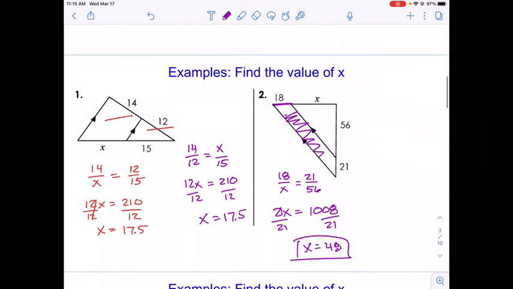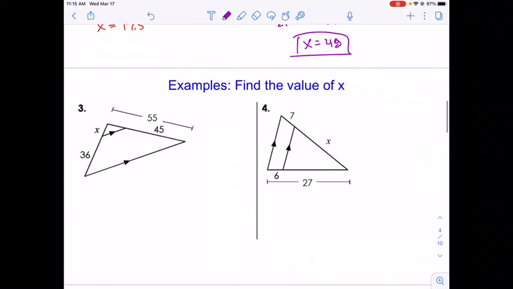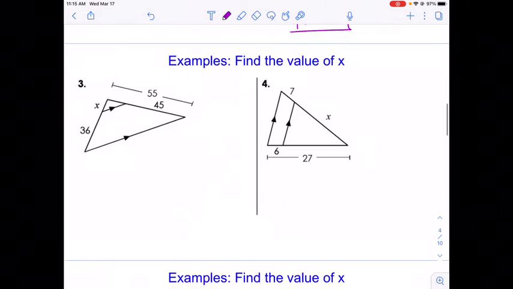So try the next one here. We have x and 36, we have the full length of 55, and we have 45. Pause your video and check your answer when you're done.